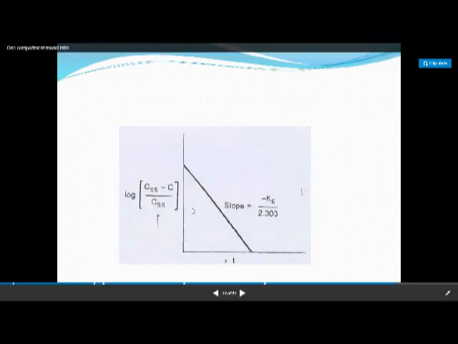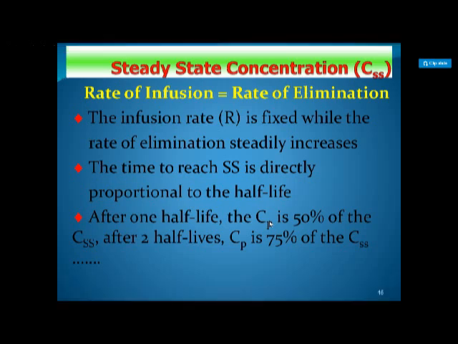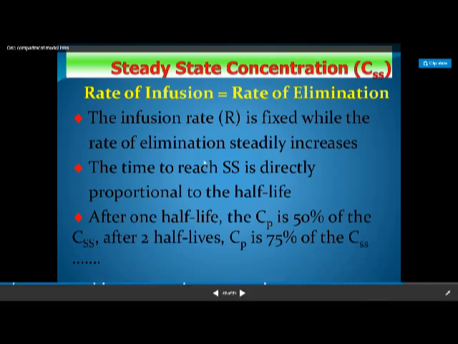Now if you plot this graph, it is a semi-log plot. If you plot log of CSS minus C upon CSS versus T, you will get a straight line with a slope of minus KE upon 2.303. So at the steady state concentration, the rate of infusion is equal to the rate of elimination. The infusion rate R0 is fixed, while the rate of elimination steadily increases, right? Then the time to reach steady state is directly proportional to the half-life.